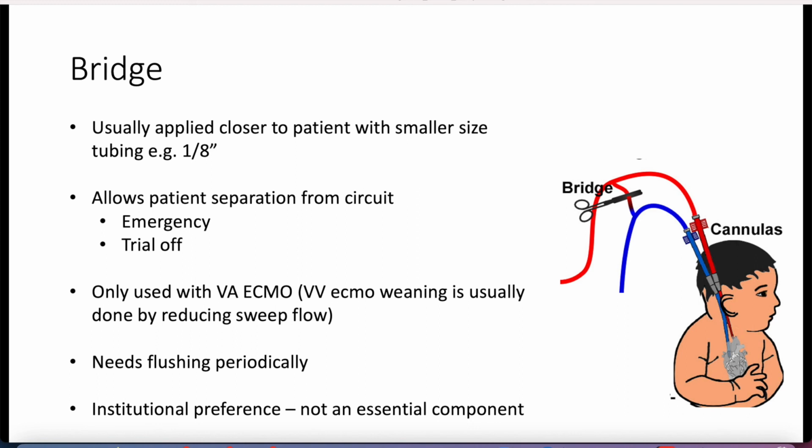The bridge is only used in patients on VA ECMO. This is not necessary for VV ECMO, as the weaning is usually done by reducing sweep flow. A major disadvantage of having a bridge is that they become a potential source for development of blood clots. This is not an essential component and it's usually institutional preference. I have worked in some units where we have never used a bridge.